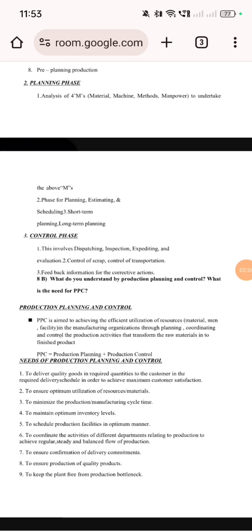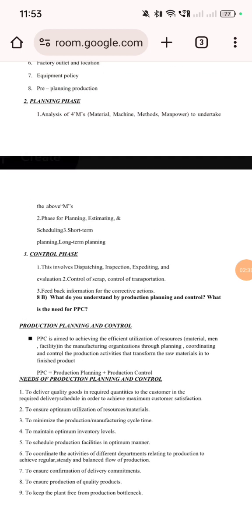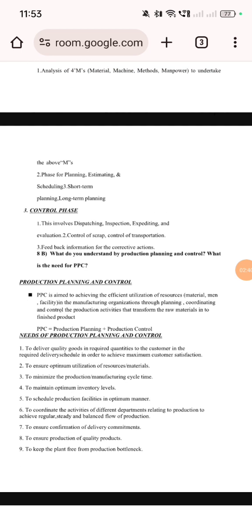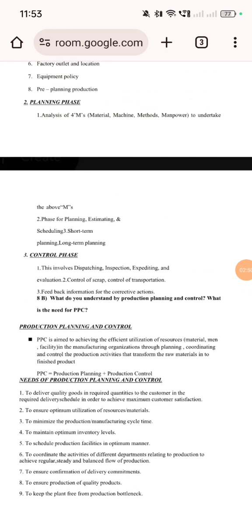The project manager works with the project team to create the technical design, task list, resource plan, communication plan, budget and initial schedule of the project. They establish the roles and responsibilities of the project team and the stakeholders. It depends upon the following. First one, analysis of raw materials. Second one, phases for planning, estimating, scheduling. Third one, short term planning, long term planning. These are the different types of planning phase.